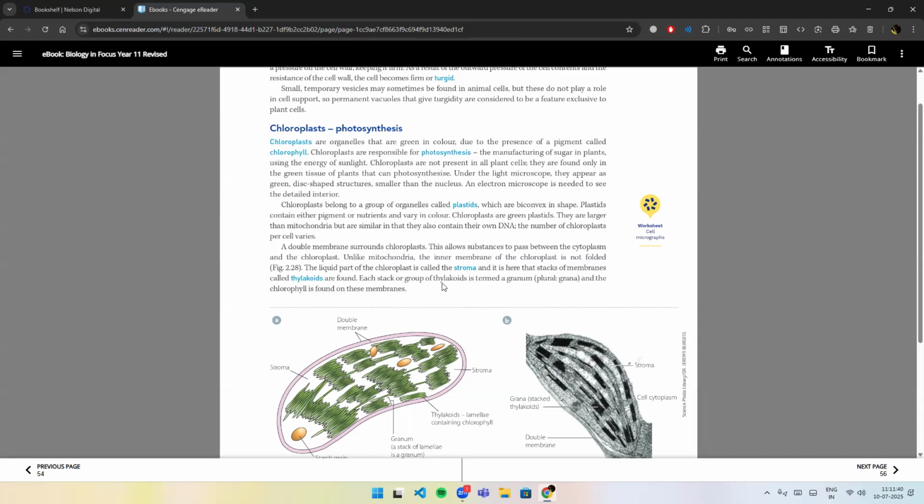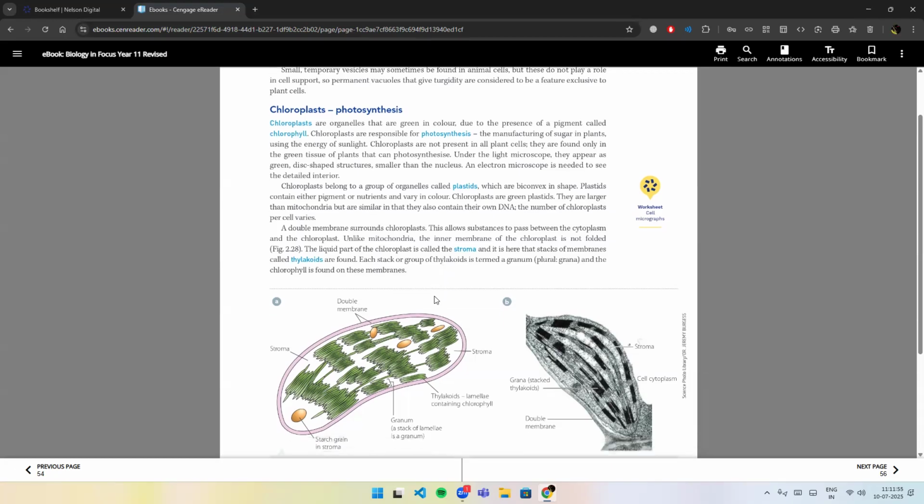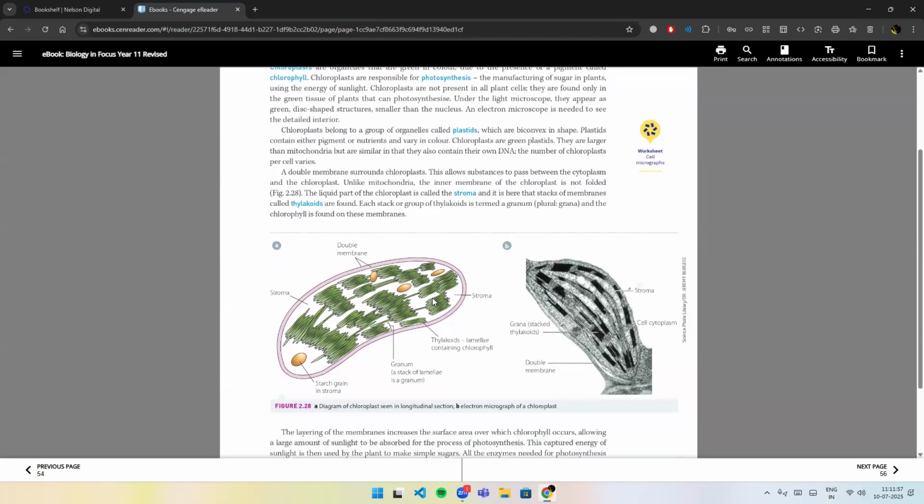plant cells. Chloroplasts, photosynthesis. Chloroplasts are the organelles that are green in color due to the presence of a pigment called chlorophyll. Chloroplasts are responsible for photosynthesis, the manufacturing of sugar in plants, using the energy of sunlight. Chloroplasts are not present in all plant cells. They are found only in the green tissue of plants that can photosynthesize.